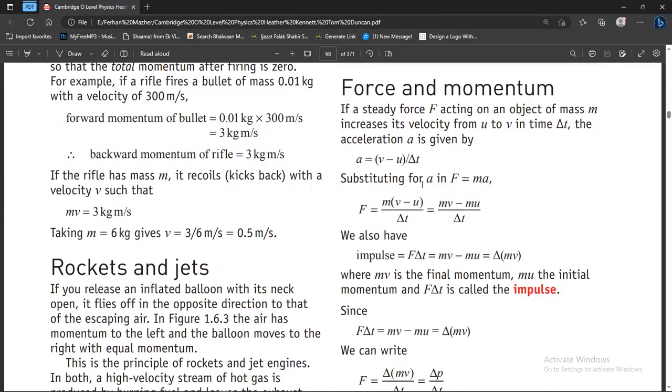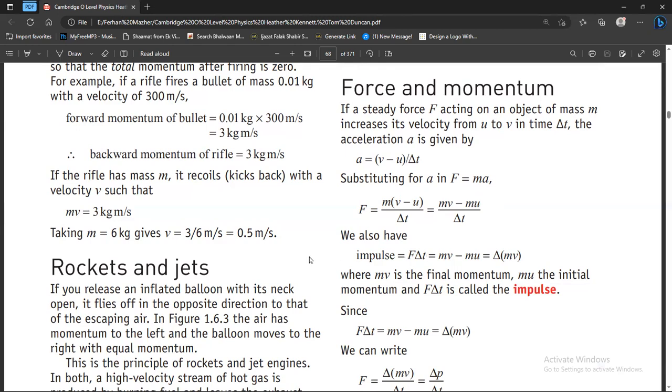So substituting for a in F equals ma. You know the resultant force is equal to ma. So in the place of a, if you put this value, v minus u divided by delta t, so you will have F equals m times v minus u divided by delta t. So m will multiply with the v, m will multiply with the u. So you will have mv minus mu divided by delta t. So this is the final momentum. This is the initial momentum. Final momentum minus initial momentum divided by the time taken.